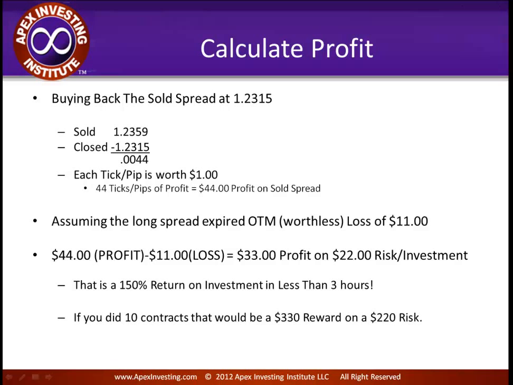So with a $44 profit on the sold spread and an $11 loss on the bought spread, our total profit on the trade was $33 on a $22 risk, and we had no idea which direction it was going to go. We just figured, hey, it was going to move. All right? That's a 150% return on investment in less than a few hours. So if you did 10 contracts, that would be a $330 reward on a $220 risk. And if this trade would have stayed flat, we would have lost $22, or $220 on 10 contracts. But it didn't stay flat. This trade would have made a total of $330 on 10 straddles, where we bought the spread and sold the spread. So as you can see, this is a really powerful strategy.